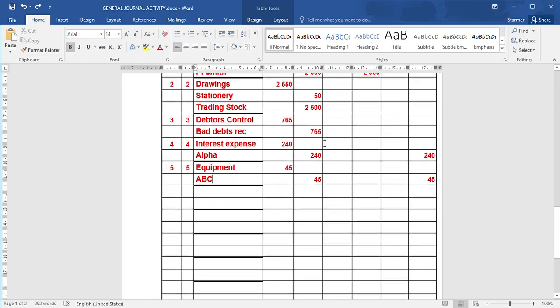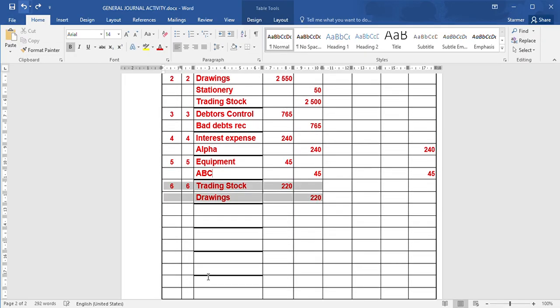So to correct that error, you're going to need to add back to trading stock because you took it down by too much, and also take away from drawings because you took drawings up by 700 instead of the 480. So you need to take away from the drawings account.